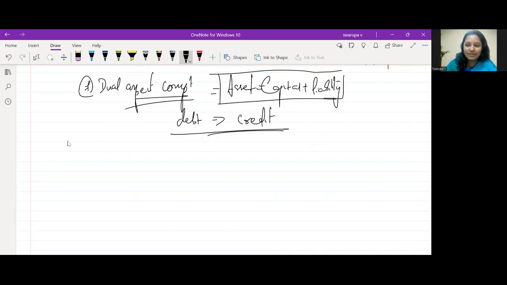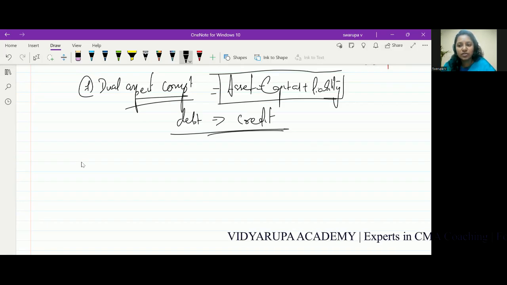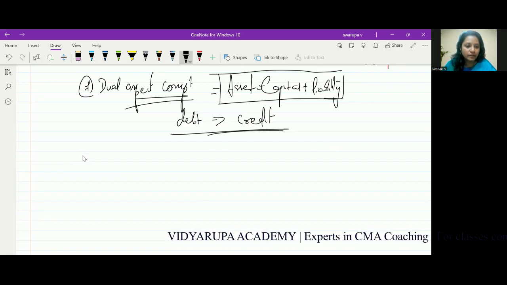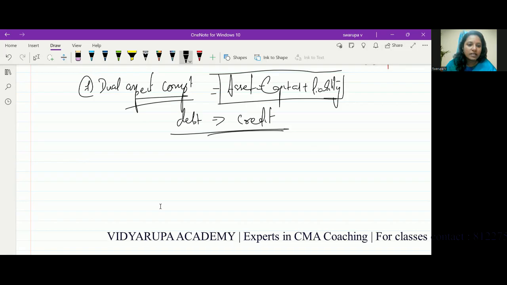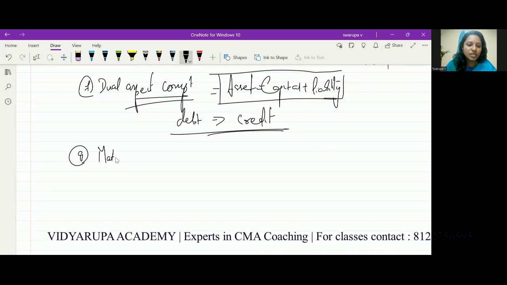The accounting that is maintained by most organizations is under the double entry system, and the double entry system follows the dual aspect concept, where there is a debit and a corresponding credit. And always debit and credit should be equal. Only then will our accounts tally. That is the dual aspect concept. Then next is the matching concept.